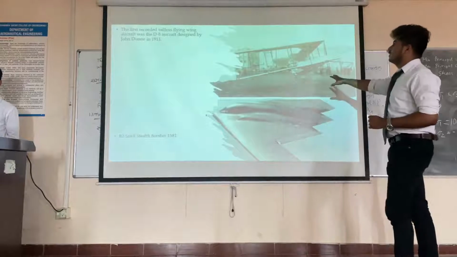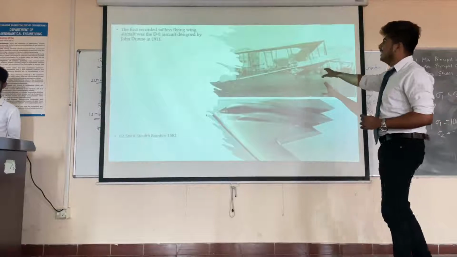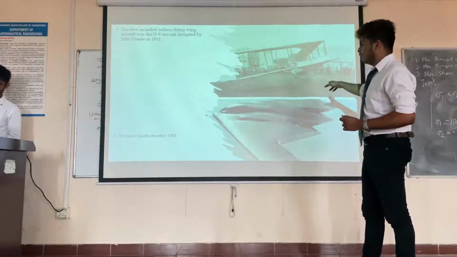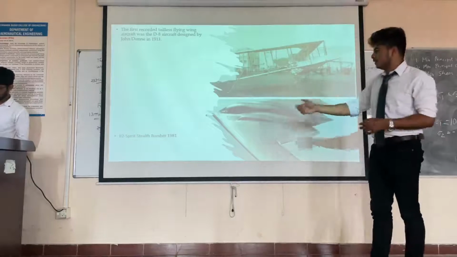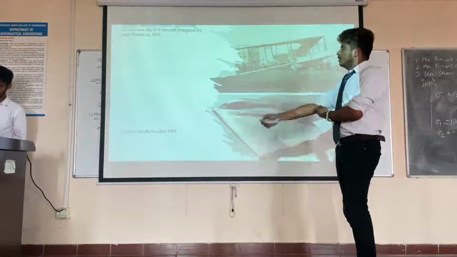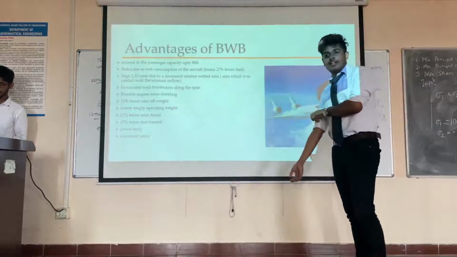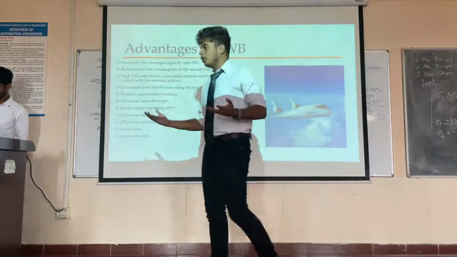So this is the first tailless flying wing, the D8 aircraft designed by John Doe in 1911, and this is, as we all know, the B-2 Stealth bomber. Now my friend Aslan is going to continue the presentation.